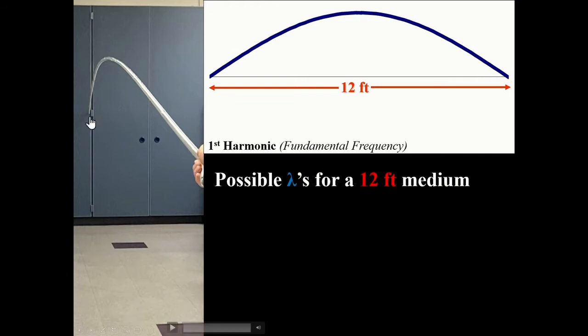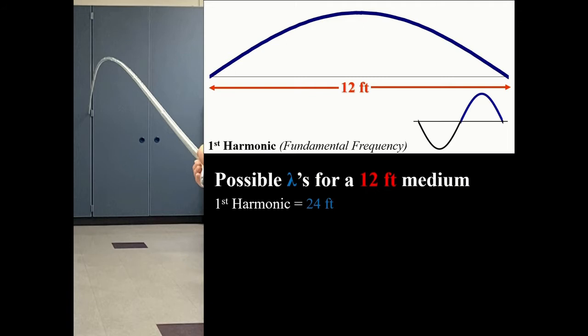If the distance from me to the wall is 12 feet, what's that wavelength? It's not 12 feet. That is only half of a wave. Going from one node to the next node is just half a wavelength. The other half would go to a trough and back to a node. So half of a wavelength is 12 feet. The whole wavelength must be twice that. If this is 12, that's going to be 12, so the whole thing is 24 feet.